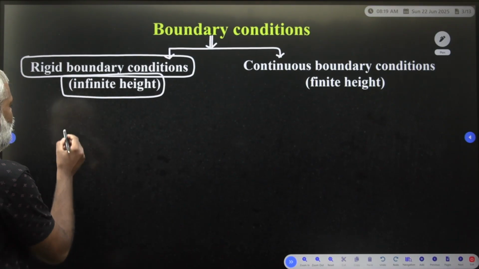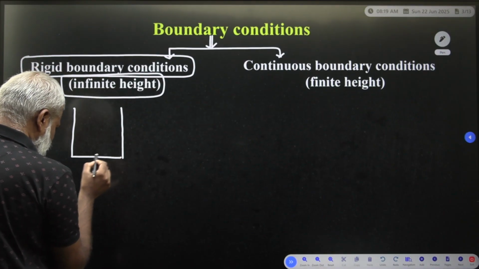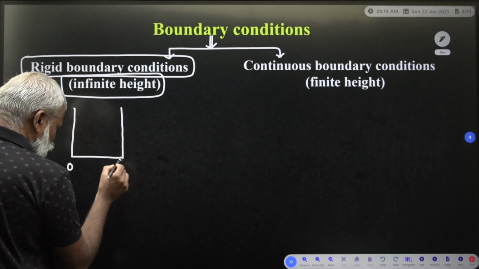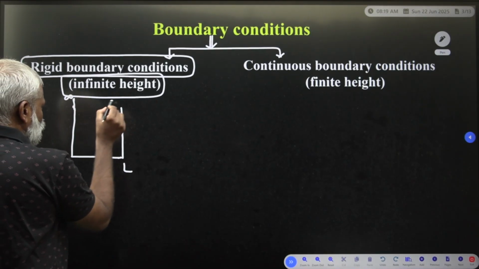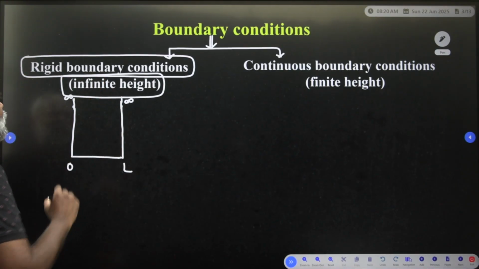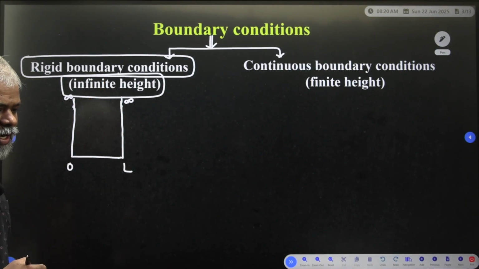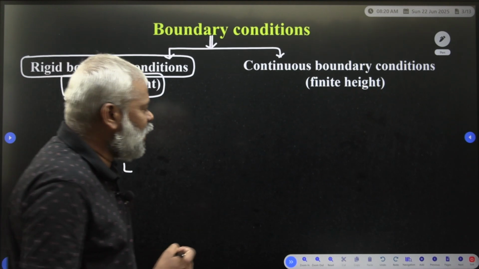Suppose you take a one dimensional box. The box length is 0 to L, and the box height you may take up to infinity. This is the infinite height or rigid boundary condition. Clear? Now you have to write it as a finite boundary condition.